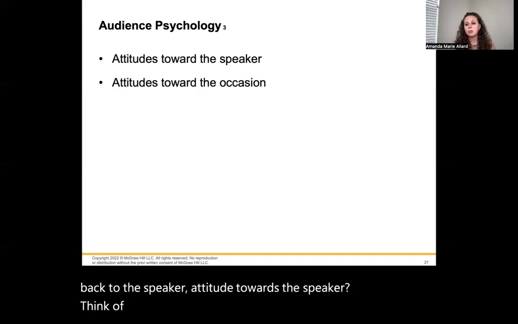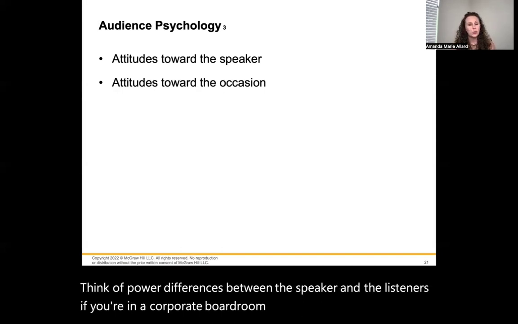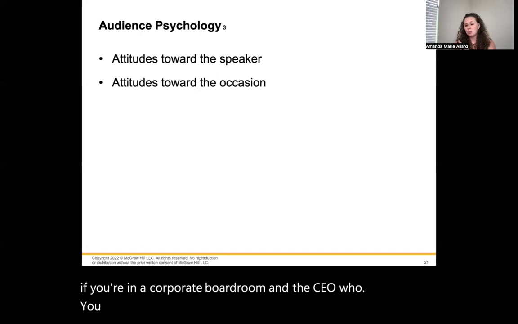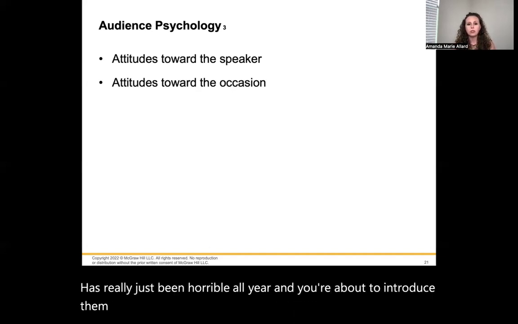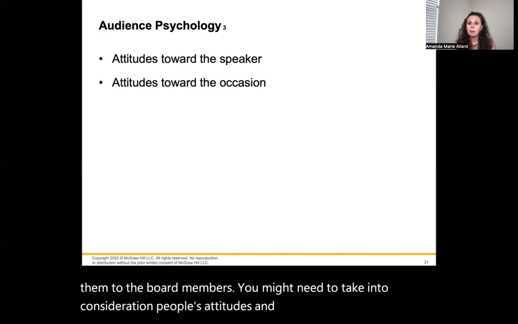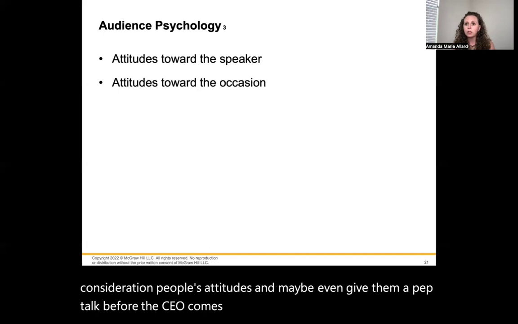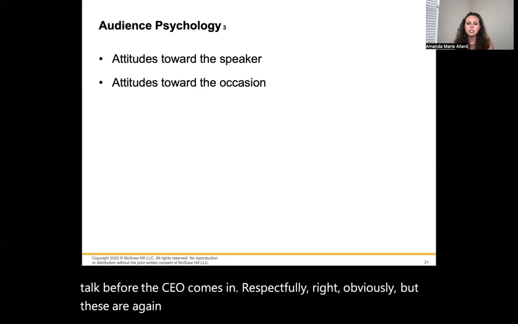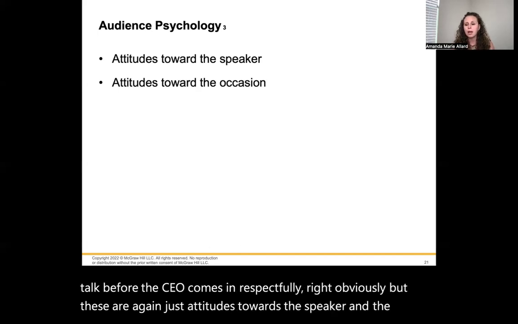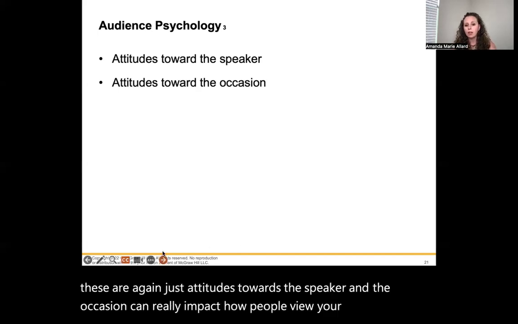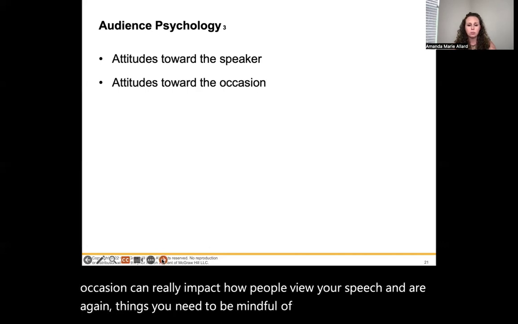Think of power differences between the speaker and the listeners. If you're in a corporate boardroom and the CEO has really just been horrible all year, and you're about to introduce them to the board members, you might need to take into consideration people's attitudes and maybe even give them a pep talk before the CEO comes in, respectfully, right? Obviously. But attitudes towards the speaker and the occasion can really impact how people view your speech, and are things you need to be mindful of when creating your speech.